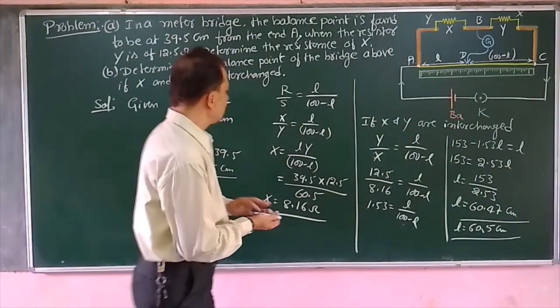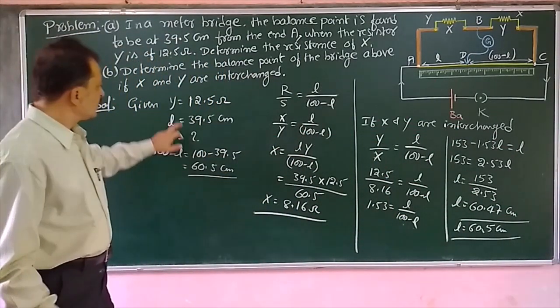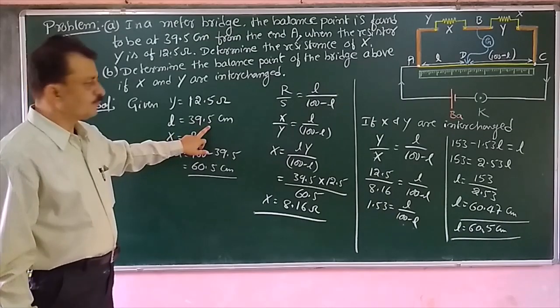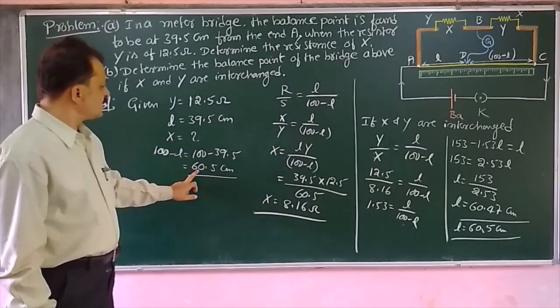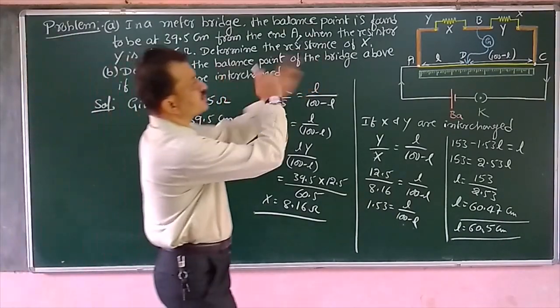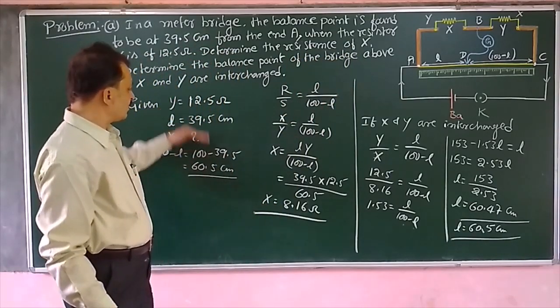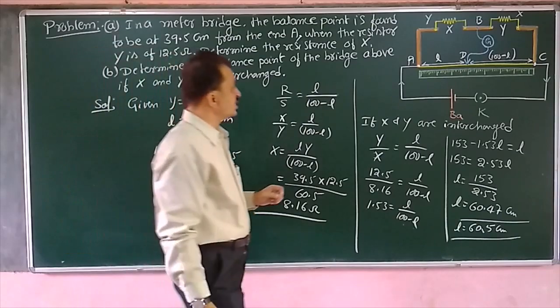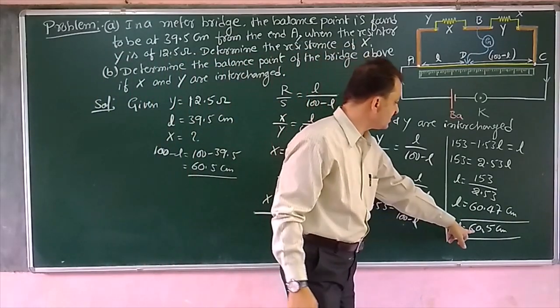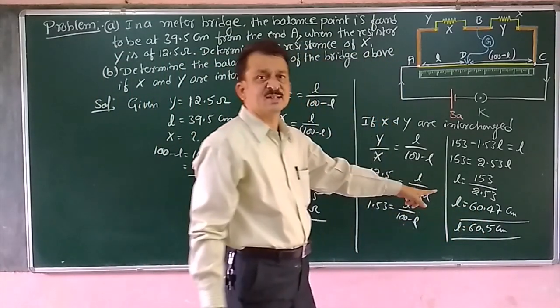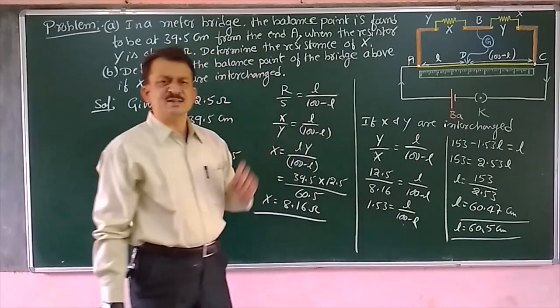In the first case, balancing length is 39.5 and 100 minus L is 60.5. When we interchange the resistors, L and 100 minus L also get interchanged. So here we are getting L as 60.5, 100 minus L as 39.5. So that is the meaning.